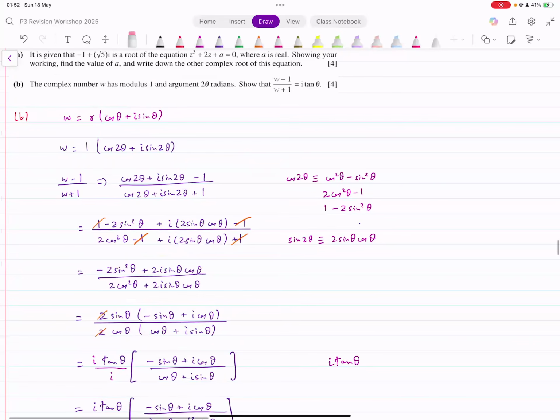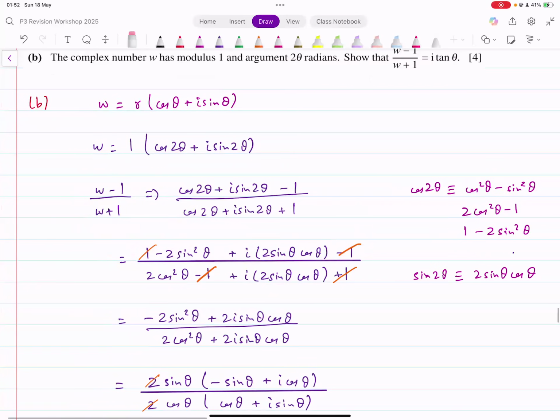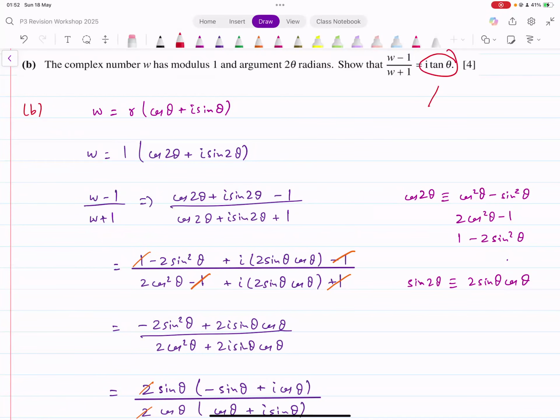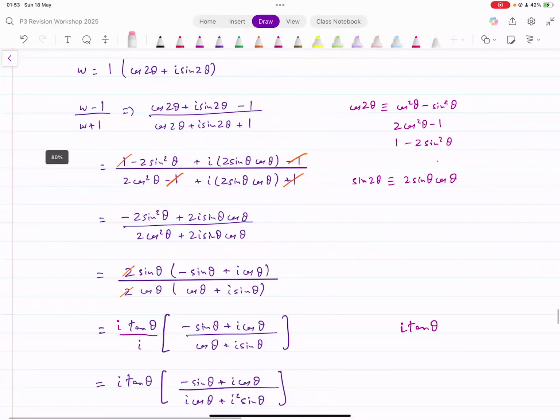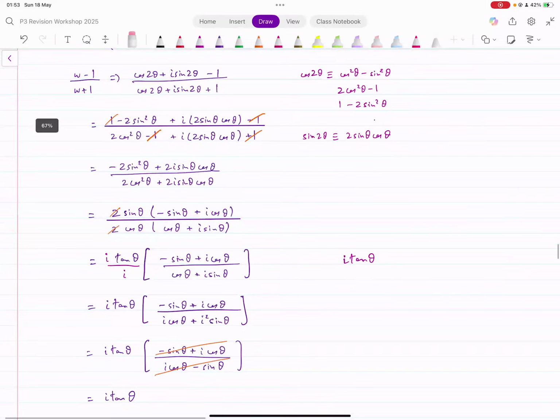Okay, so in the second part, they said that W has modulus 1 and argument 2 theta. So that (W minus 1) over (W plus 1) is iota tan theta. Since we have to get to tan theta, that means trigonometry is involved. So we write it in the r cos theta plus iota sine theta form, right? And that becomes this. Then we just input that in this form and simplify that, use the double angle identity, simplify everything, and try to get to that form that we want, iota tan theta, using trigonometry.